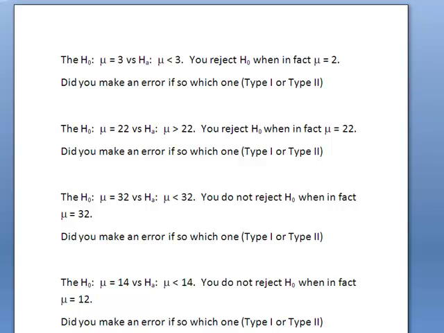So let's look at the very last one. If the mean was 14, and that's my null, we think the mean is 14 versus the alternative where we're saying the mean is less than 14. I don't reject the null hypothesis. Somehow, with my significance level, I do not reject the null hypothesis. However, I find out the mean was 12. That means I said that the null was true when in fact it wasn't. I have done a type 2 error.